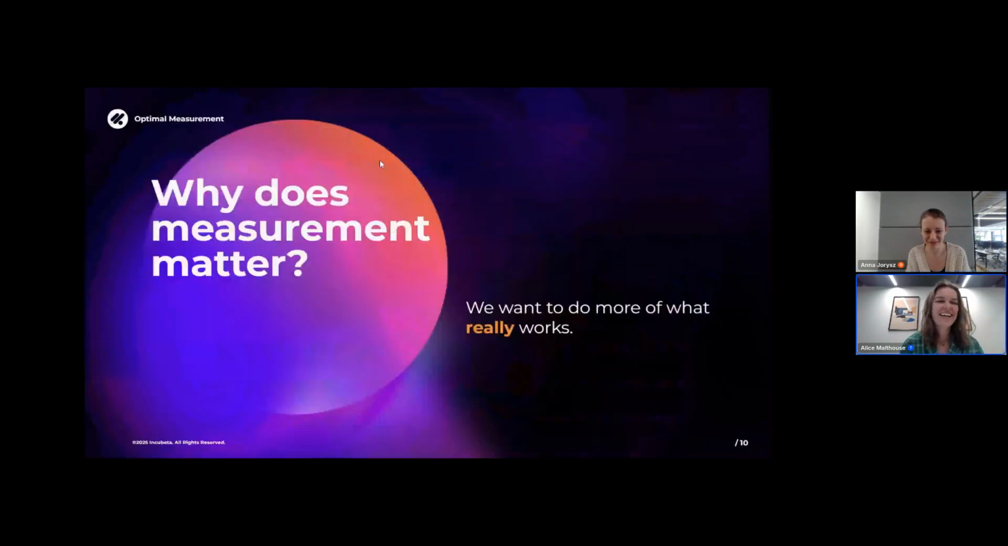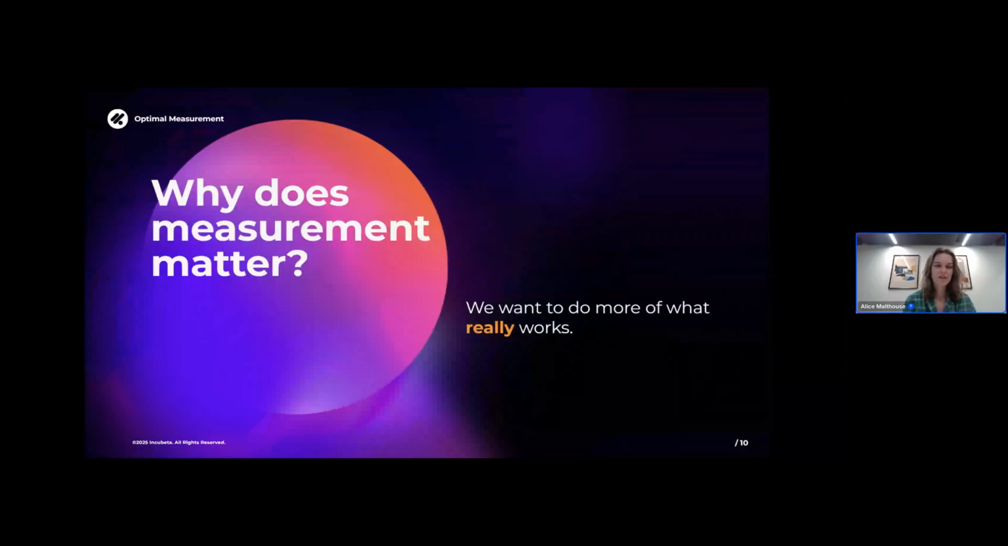Thank you, Anna. We're going to talk about measurement first in terms of what we can do to outperform in our programmatic campaigns. So first off is, why does measurement matter? We want to know what really works in our campaigns, and this just means that we can invest more of our time and energy and budget into these campaigns. So it's very important we have sound measurement to begin with.